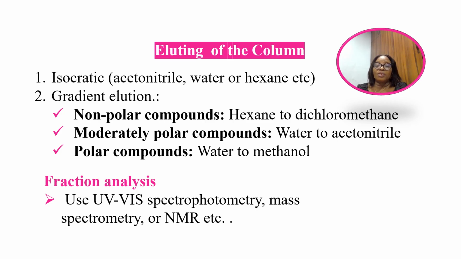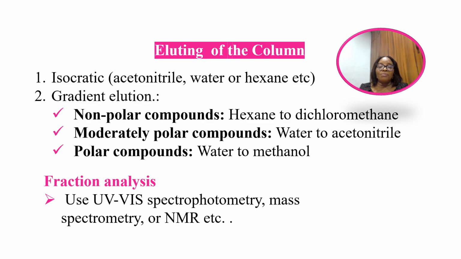We have the isocratic elution method, where we use the same solvent throughout the elution. It is used when we are separating analytes with relatively similar characteristics. We can use acetonitrile, we can use water or hexane, etc.